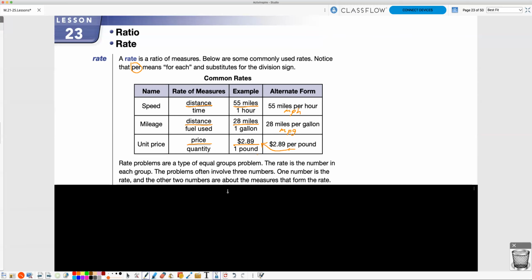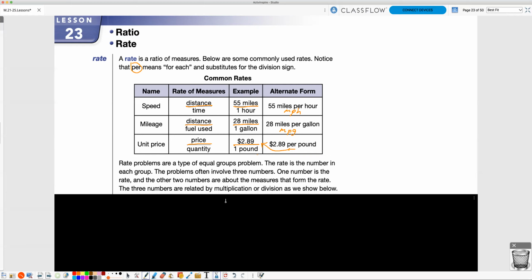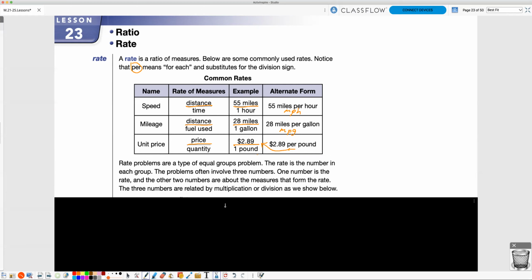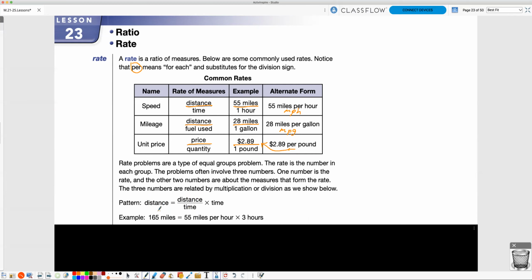One number is the rate, and the other two numbers are about the measures that form the rate. The three numbers are related by multiplication or division as we show below. So for example, if you want to find the distance of something, and you know how long it took, you can figure out that 165 miles is how far you will go if you go 55 miles per hour for 3 hours.